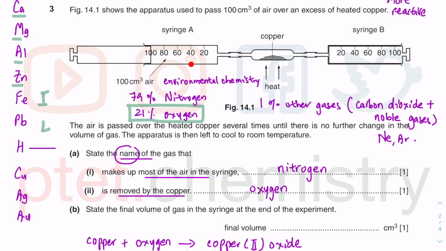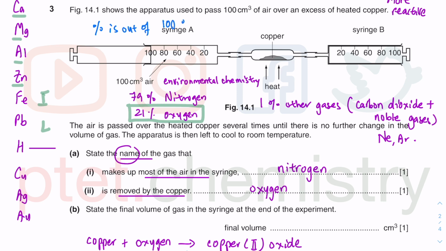And as the copper removed the oxygen from the air, coincidentally you have 100 cm³. So 21% of 100 cm³ is 21 cm³, because the maximum percentage is out of 100% anyway.